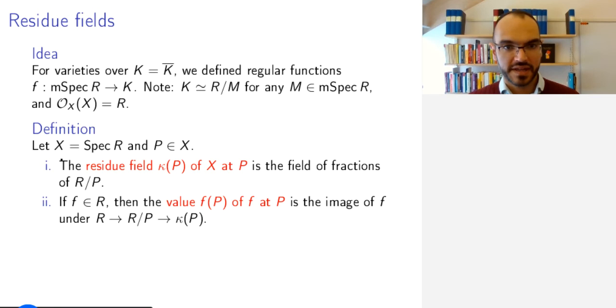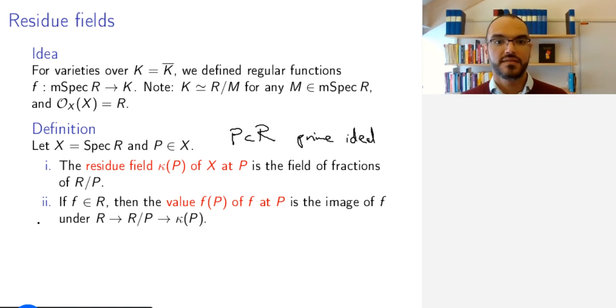So let now X be the prime spectrum, the spectrum of R, and take a point in X. So P is a prime ideal in the ring R. Then the residue field, K of P, or kappa of P, as we denote it here, of the affine scheme X at the point P is the field of fractions of R mod P. Because P is prime, this is an integral domain, and so it makes sense to define its field of fractions.